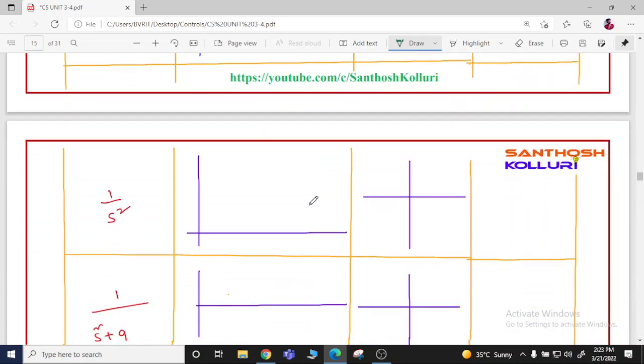For 1 by s square, the impulse response is t into u of t, and it is a ramp signal. There are two roots lying at origin. So a repeated root is available at origin, and the system is unstable.